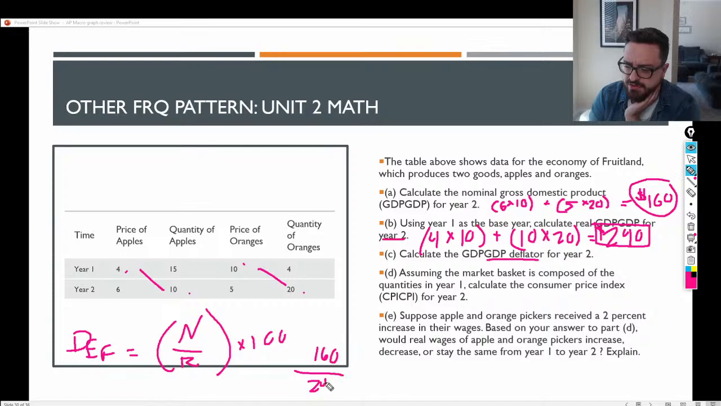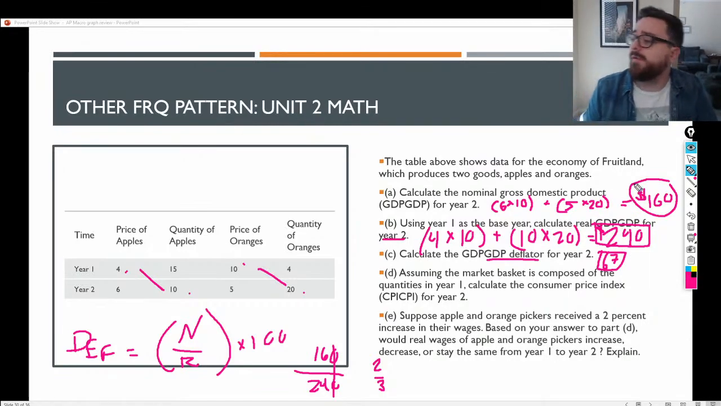Real, 240. To be clear, 16 over 24 simplifies down, because I can divide both those numbers by 8. 2/3. 2/3 times 100, 67. Or 66.6 repeating. You could have done that too. 66.6, 66.7. They wouldn't have cared. I just write 67, but that's fine.